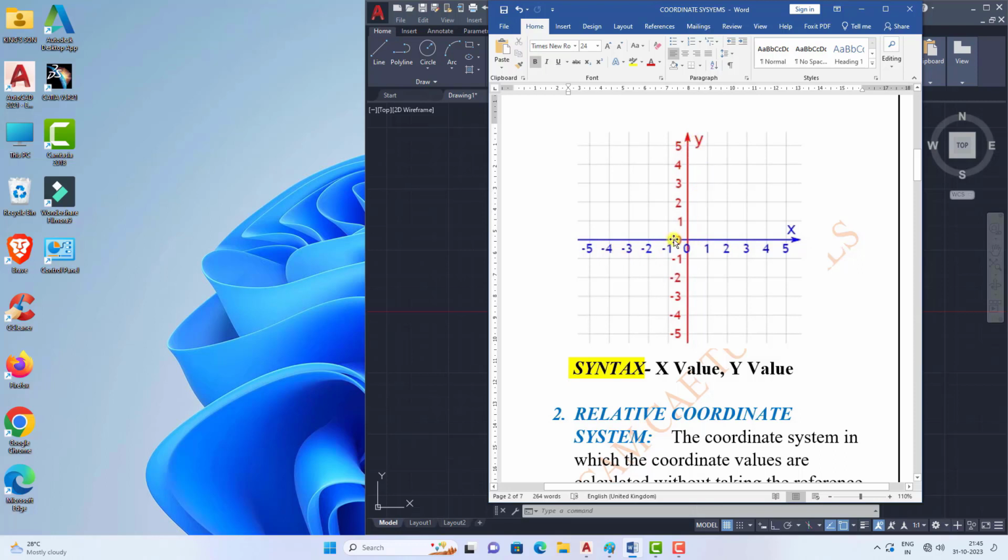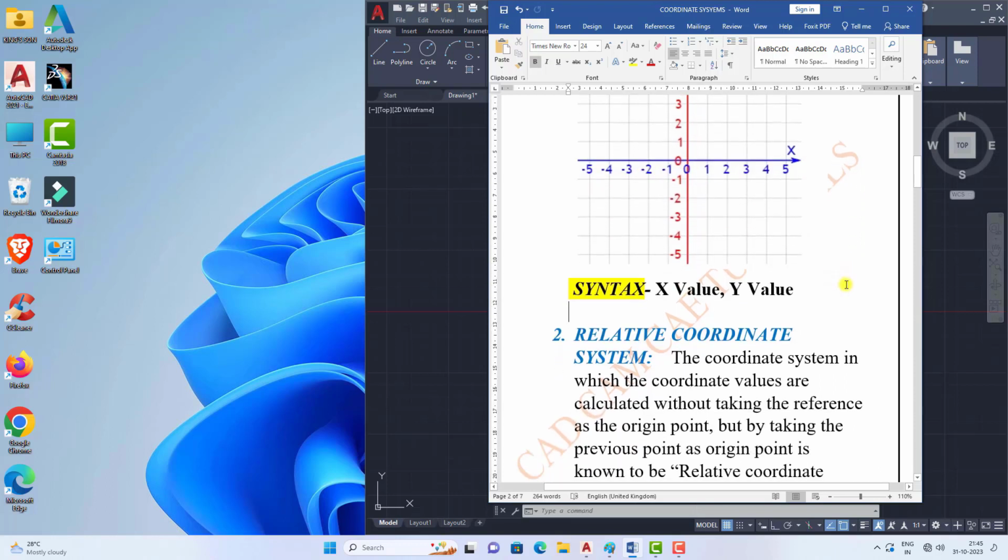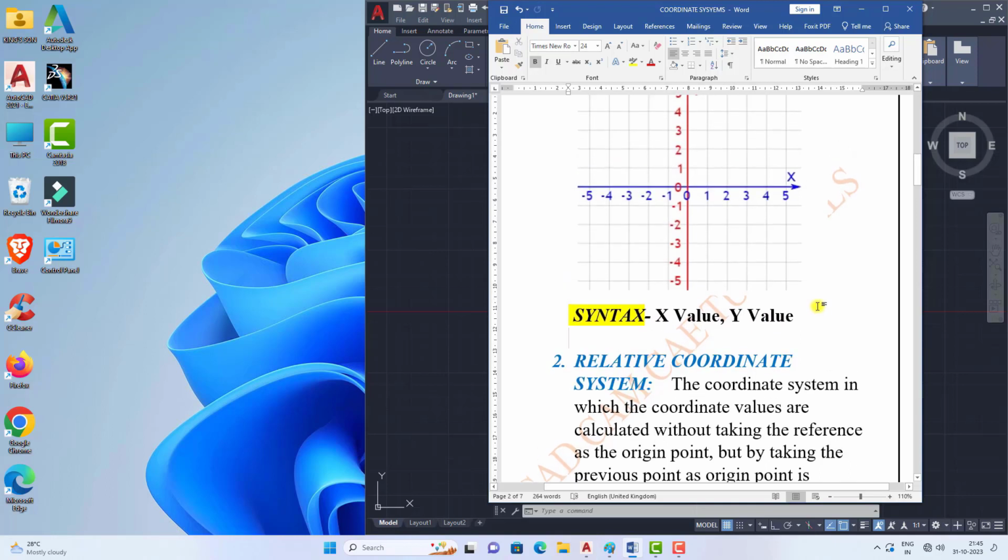If you want to draw components or any parts using this absolute coordinate system, we need to use the syntax. Syntax means we need to follow the rule. We need to give the x value and the y value to complete the diagram using this absolute coordinate system. Now we will draw one object using this absolute coordinate system, and we will understand it deeply by drawing it.